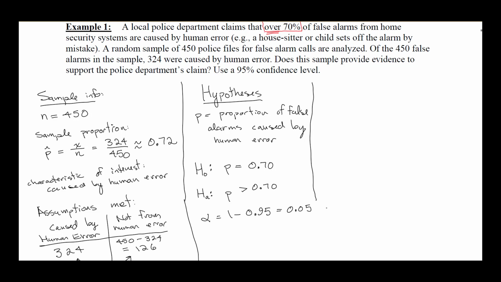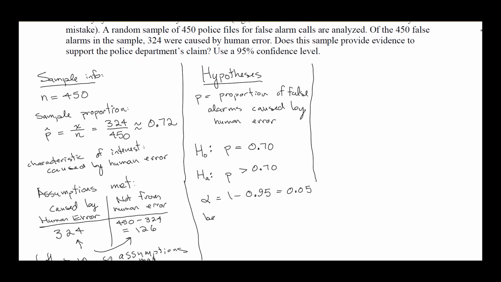And while we're at it, let's go ahead and be careful about our benchmark here. So my benchmark is, I'm going to call it P0 equals 0.70. Okay, so then the complement, or basically the probability of the complement, I should say, is going to be 1 minus our benchmark. If you want, you could call it Q0. This is going to be 0.3, right?